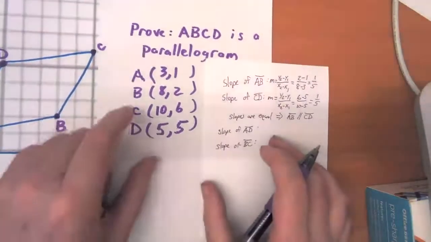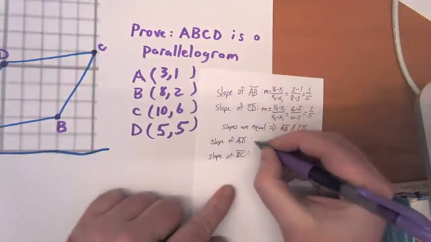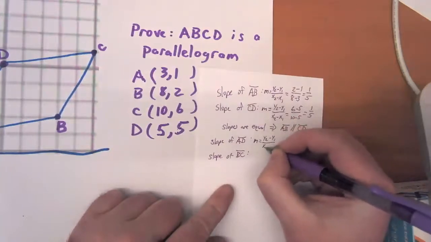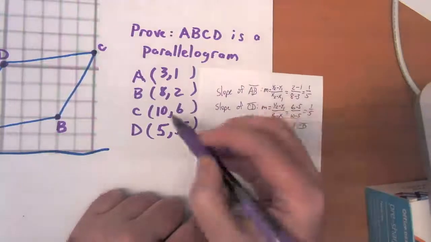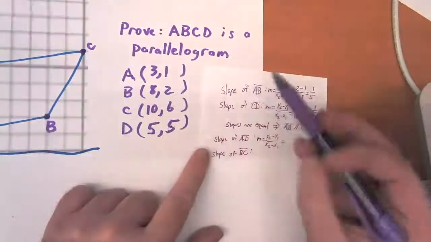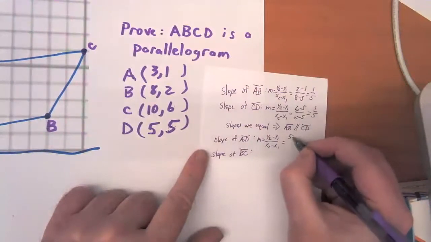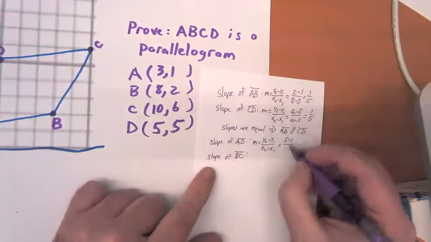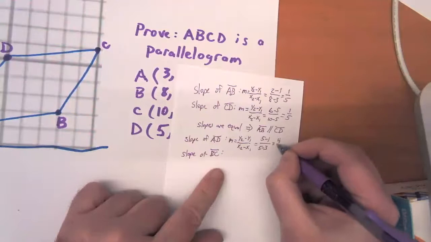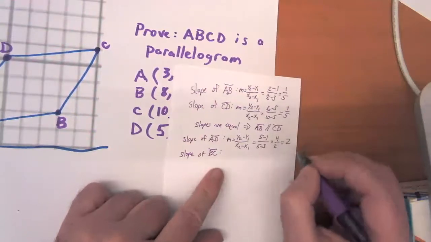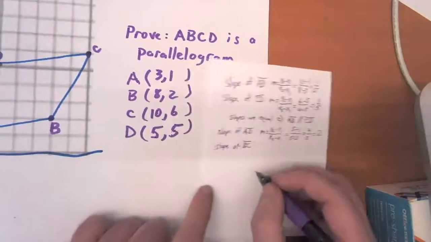All right, it's going to be the same deal. Slope formula is y2 minus y1 over x2 minus x1. y2, in this case, the y values, is 5 minus 1 over the difference in the x values, which is 5 minus 3. 5 minus 1 is 4. 5 minus 3 is 2. We can simplify 4 over 2 as just 2, or 2 over 1 if we like.